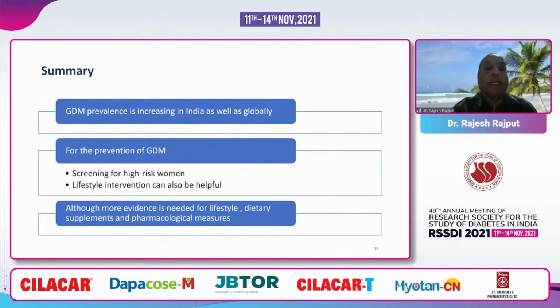To conclude, GDM prevalence is increasing in India as well as globally. For prevention of diabetes, GDM, we have to identify high-risk women. Lifestyle interventions are useful. There is not much role for drugs or dietary supplements. There is some role for myo-inositol and metformin, although more evidence is needed for lifestyle, dietary supplement, and pharmacological measures.